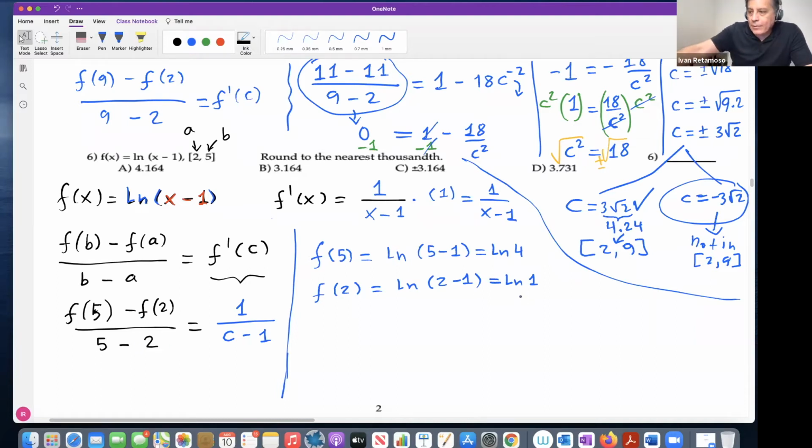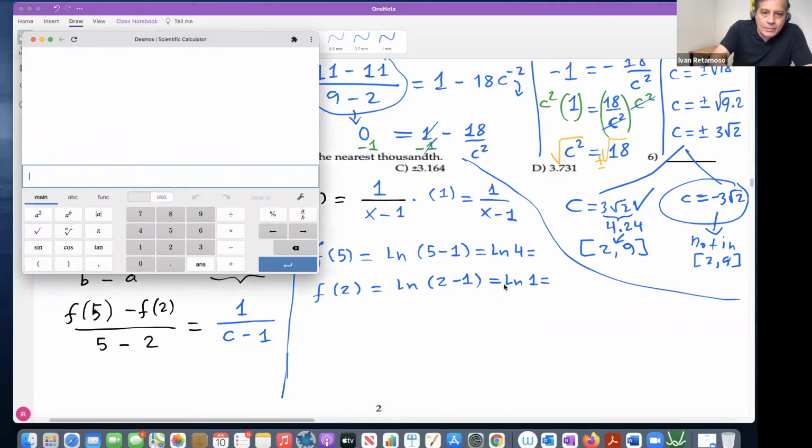or we can work with an approximation. So you choose whatever you want to do here, right? If you want to work with approximations, then you have to get an approximation for this guy and for this guy. Natural log of 4 is approximately equal to 1.386, right? 1.386.